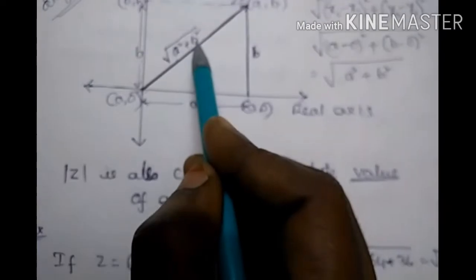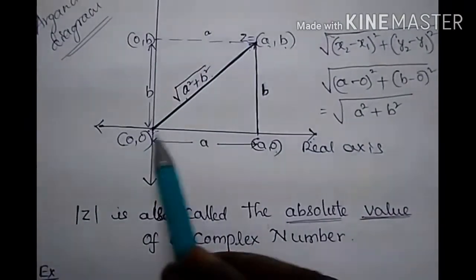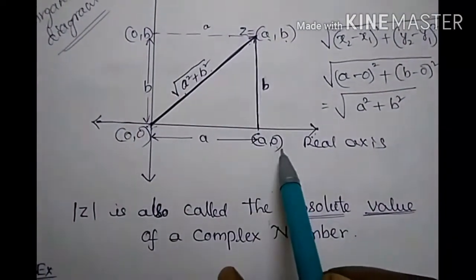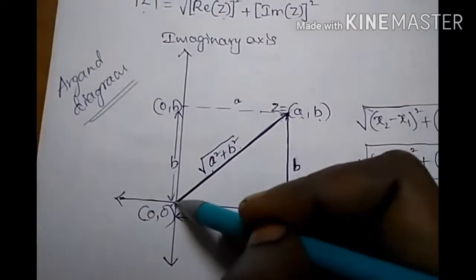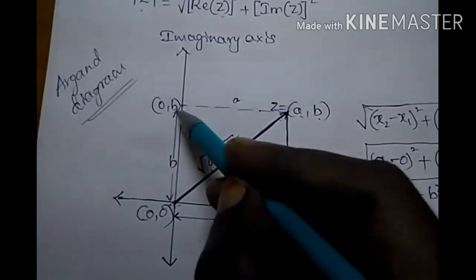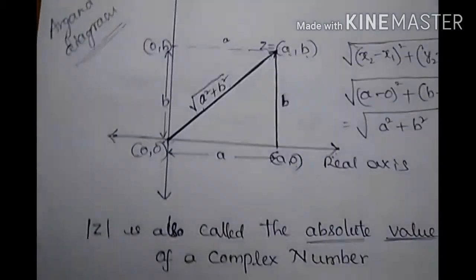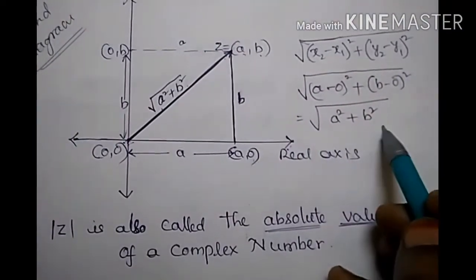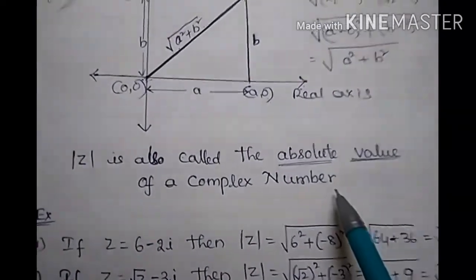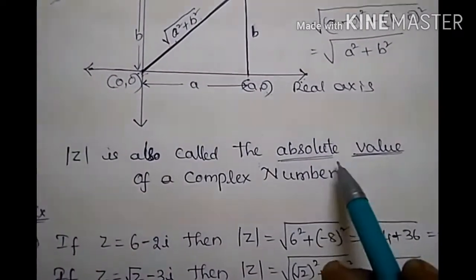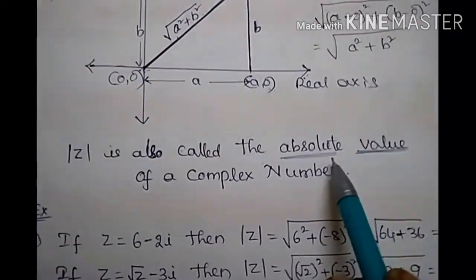a is the real part and b is the imaginary part. a means what? The distance from origin to point a comma 0 along the real axis, and b is the distance from origin to point 0 comma b along the imaginary axis. Therefore, mod z equals square root of a square plus b square. Mod z is also called the absolute value of a complex number. Sometimes they will ask to find the absolute value of a complex number. Absolute value means modulus of a complex number.